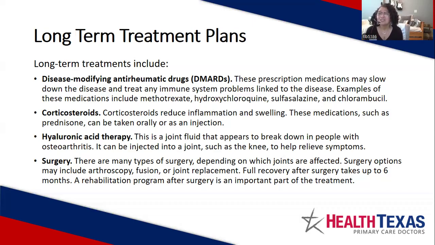And then, of course, the treatment of last resort is going to be surgeries. And there are many different types of surgeries related to arthritis. Depending upon which joints are affected, certain options are available, and surgeons can do arthroscopy, they can do bone fusion, or even joint replacements. Of course, as we know, complete knee replacements, hip replacements. Full recovery after surgery generally is going to take anywhere from about 6 to 8 months. And a rehabilitation program after surgery is probably one of the most important parts of that treatment.